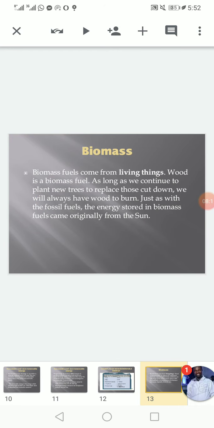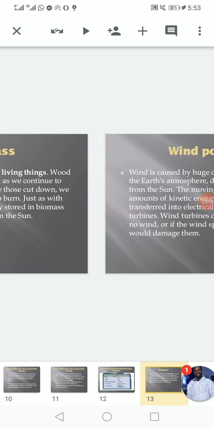Biomass. What do you mean by biomass? Biomass fuel come from living things. Wood is a biomass fuel. As long as we continue to plant new trees to replace those cut down, we always have wood to burn, unlike the fossil fuel. The energy stored in biomass fuel come originally from the sun.